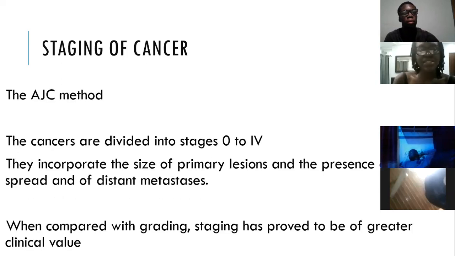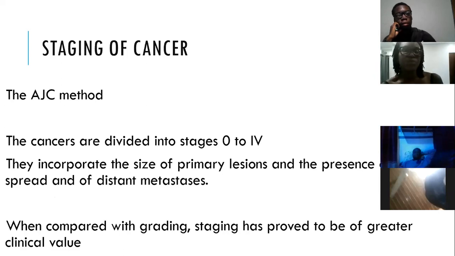However, the AJC system lumps everything together and divides the cancer into stages, stage 0 to 4. And so if you take a typical cancer, for example, stage 0 has specific definitions with respect to the tumor size, the lymph node involvement, and then the metastasis.